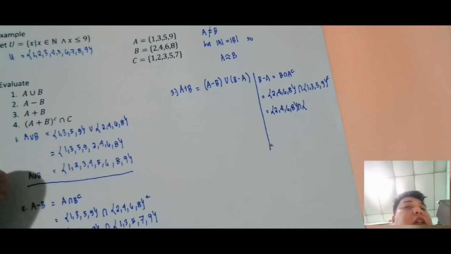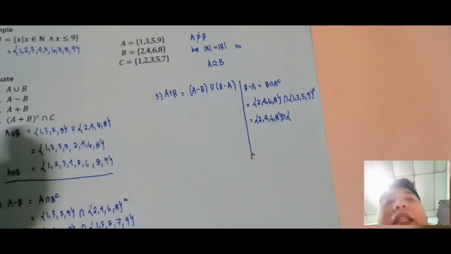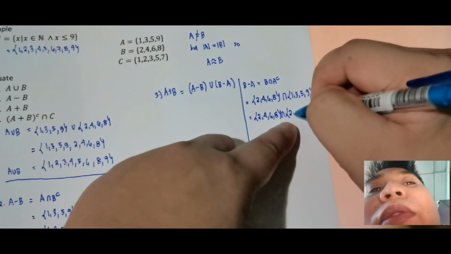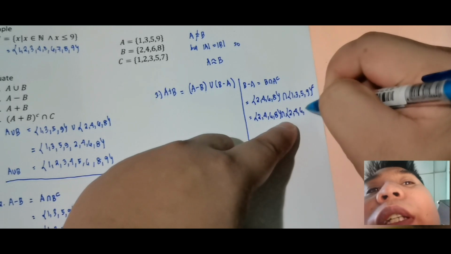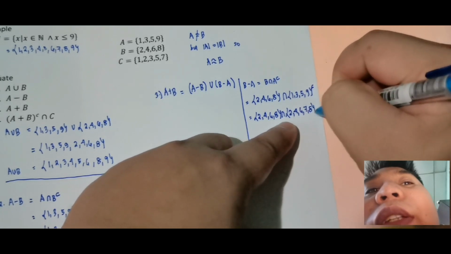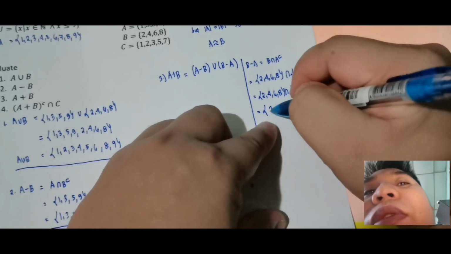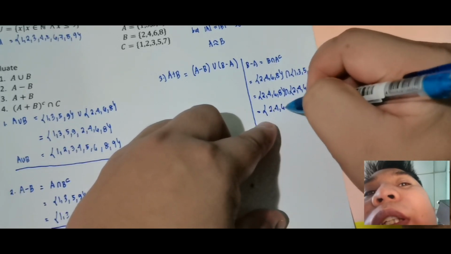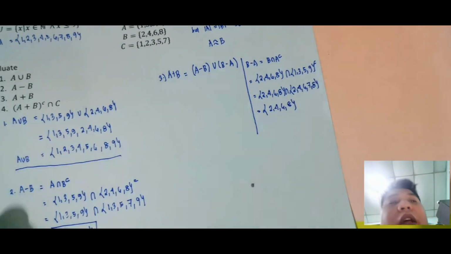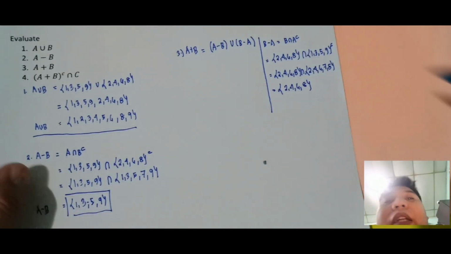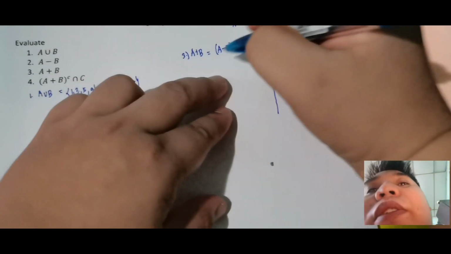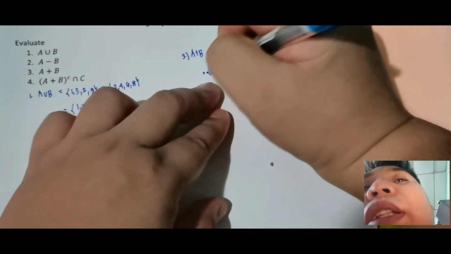So, based sa U, ang complement yan is 2, 4, 6, 7, and 8. So, therefore, ano yung intersection? Ang intersection nila is 2, 4, 6, and 8. Okay, so meron tayong A minus B, meron tayong A plus B. Dalawa. So, this is only equal sa, ano ulit A minus B?